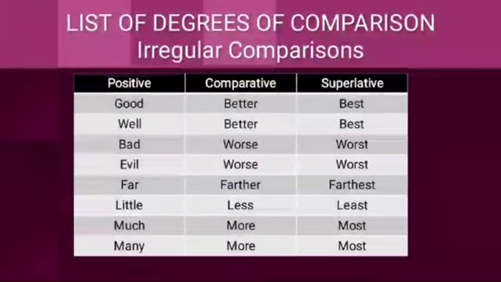Lastly, there are irregular comparisons that don't follow any standard rules. For example, good becomes better in the comparative degree and best in the superlative degree. Similarly, you can see bad changes to worse and then to worst. These forms need to be memorized as they don't fit into a regular pattern.